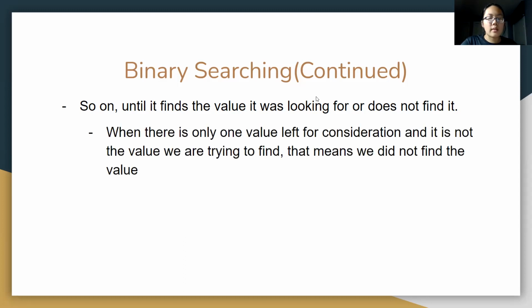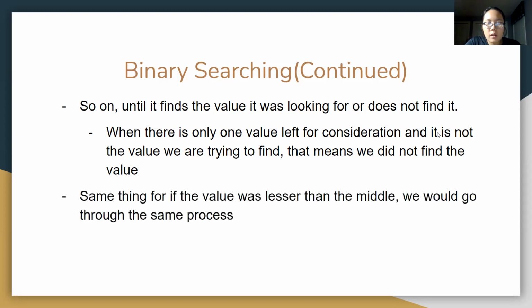So it goes on like this until it either finds the value, meaning at one point the middle is the actual value we want to find, or it does not find it at all. What I mean by not finding it at all is, for example, if there's only one value left for consideration because we continuously shortened the amount of values we have to search through, and it is not the value we're trying to find, then that means we did not find the value. We can just say, no, we did not find the value, we're done. That's kind of what I meant by that.